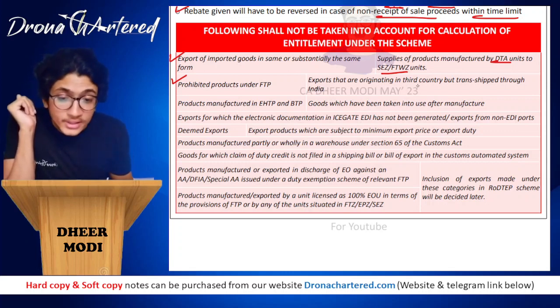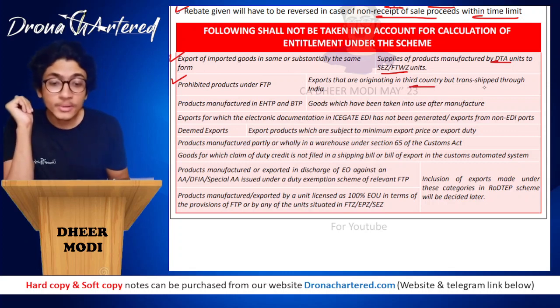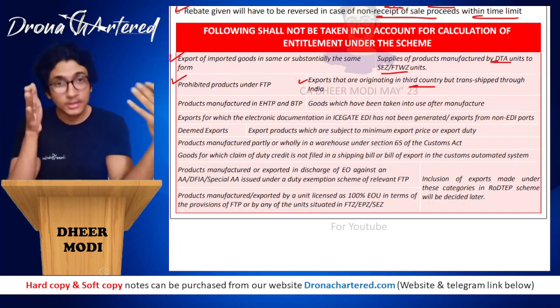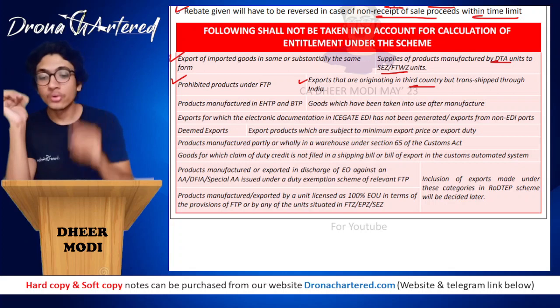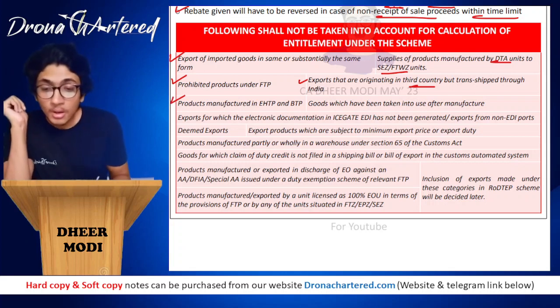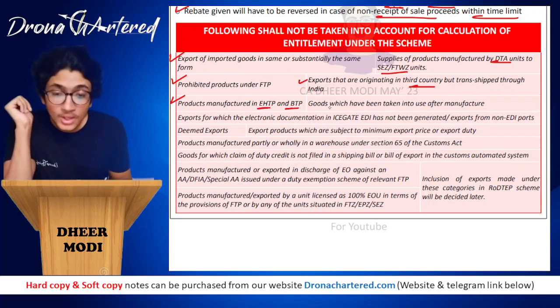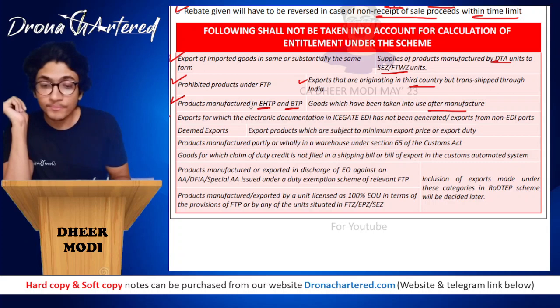Exports that are originating in a third country but transshipped through India. That means it is actually originating in a third country. It is just touching India and then leaving. It will not be considered. Any products manufactured in EHTP and BTP. Goods which have been taken into use after manufacture. Okay, this was a separate point.